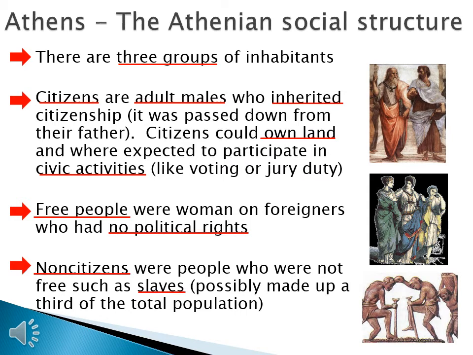Slaves possibly made up a third of the total population in Athens. In other words, the citizens that we all think of from ancient Athens, the people who are part of that democracy that we're going to talk about next slide, there are not a lot of them. Everybody else is either a non-citizen or free people.